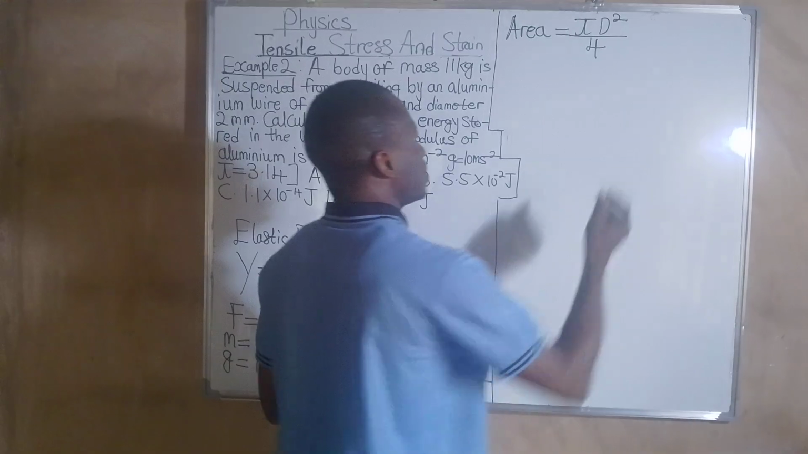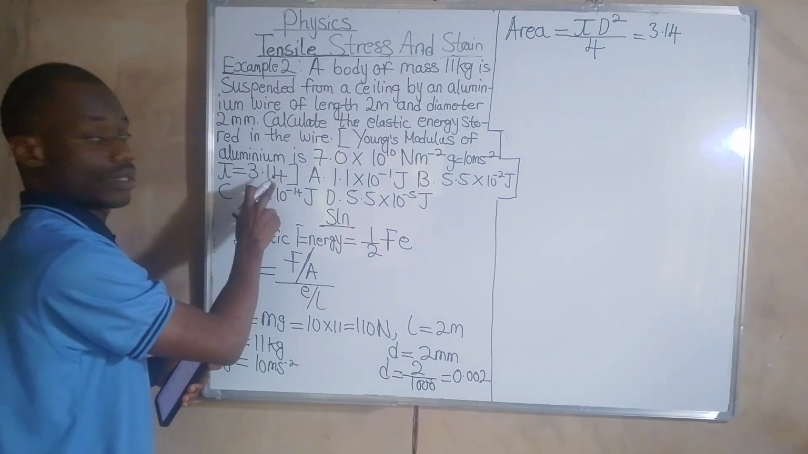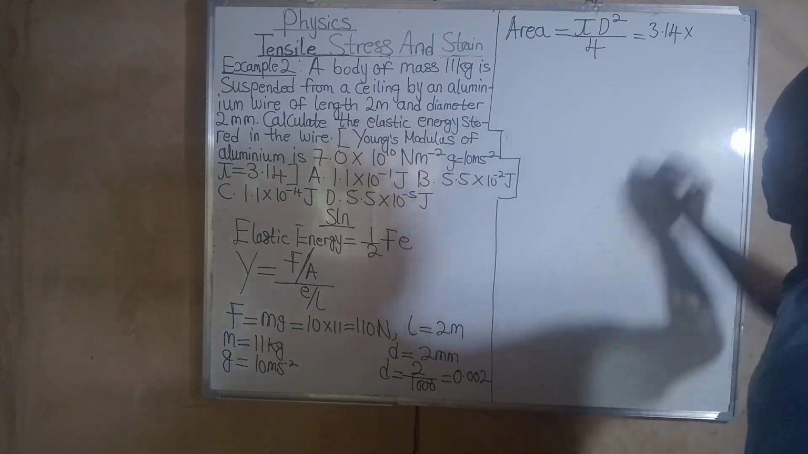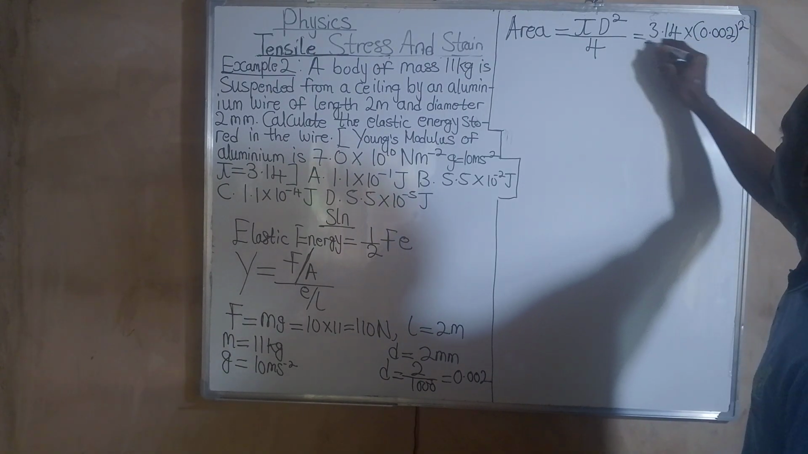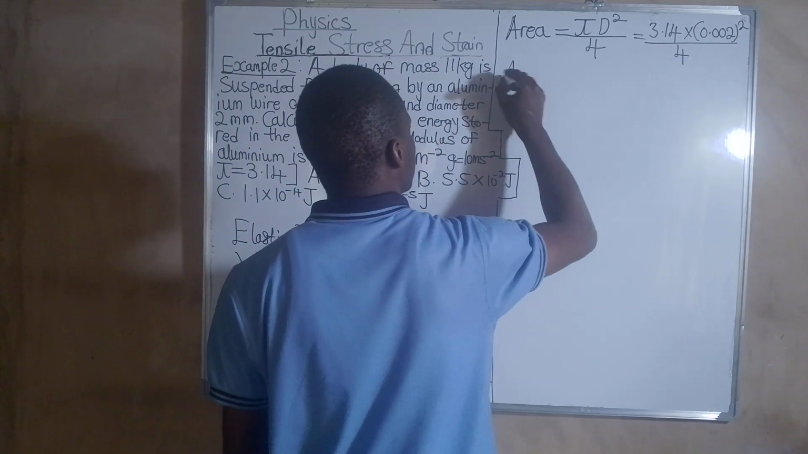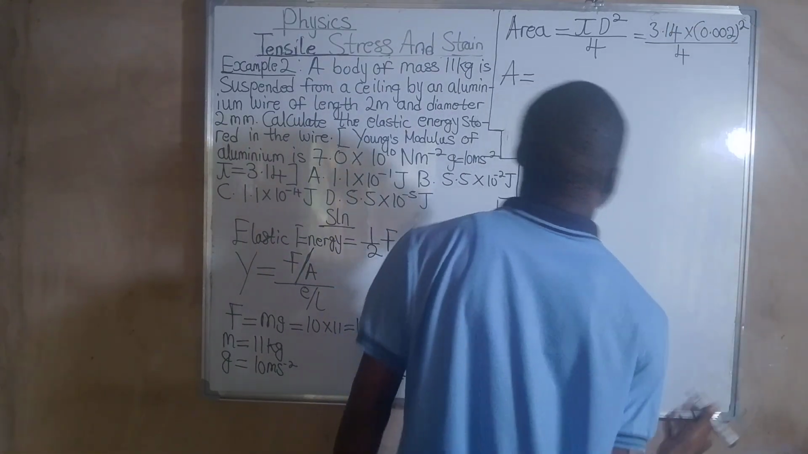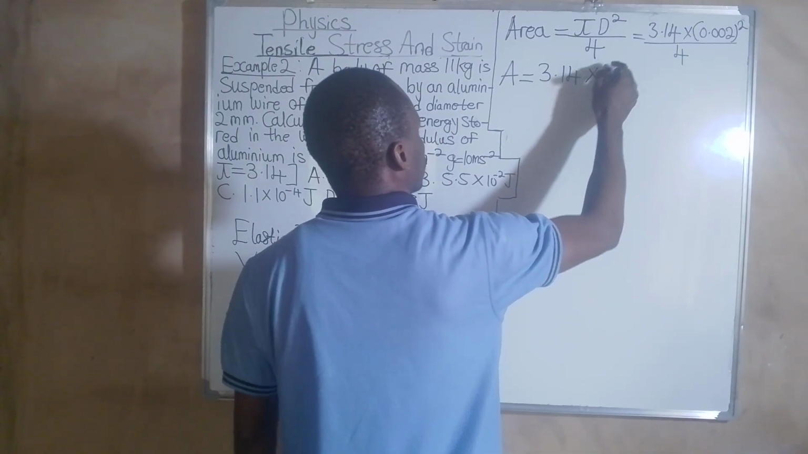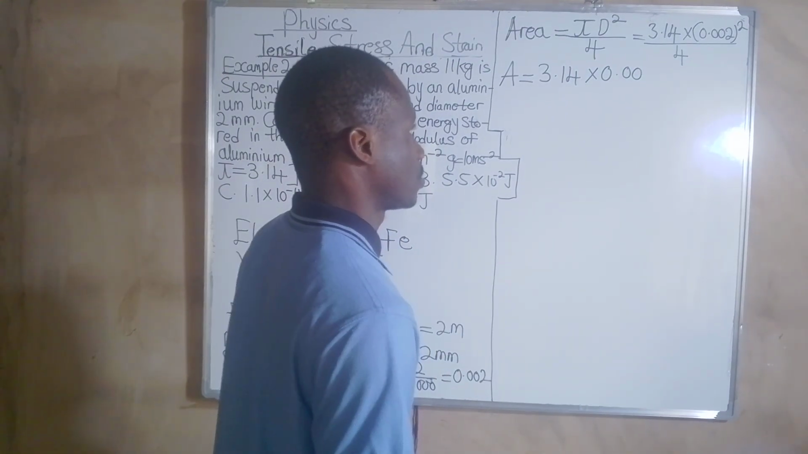Now, what is our pi? Pi is given as 3.14 here. Then times our new diameter, 0.002, all squared, all over 4. Good. Now, let's proceed. 3.14 times 0.002 squared. That is 0.004. Are you sure? Check with your calculator, please, and confirm.